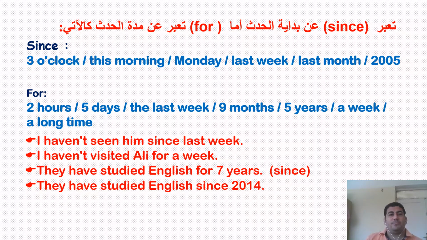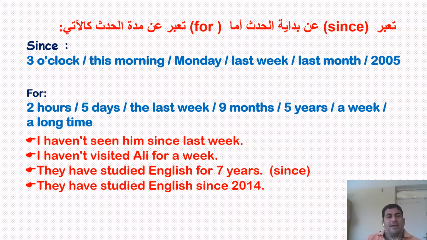But for is followed by a period of time. Again, for is followed by a period of time. And here is a list for this. Since is followed by 3 o'clock. It can be 4 o'clock, 5 o'clock, any digit with the word o'clock. Since this morning, since Monday, we can say since last Monday, no problem. Since last week, since last month, and since plus a date, 2005.